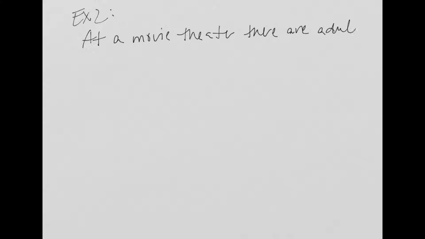So let's do one more of these examples. So this will be example 2. Let's say that we have a movie theater. So at a movie theater, there are adult tickets and children's tickets.